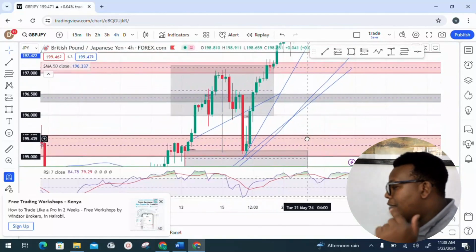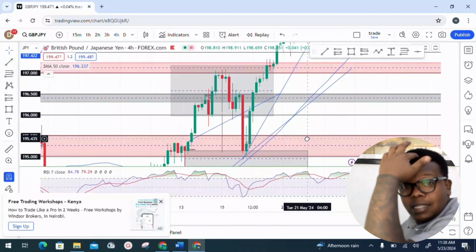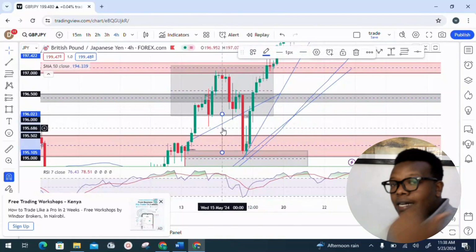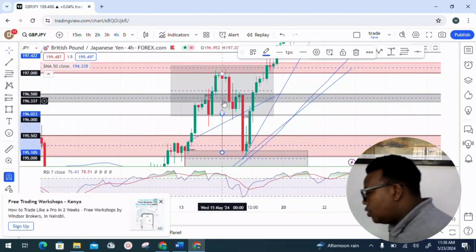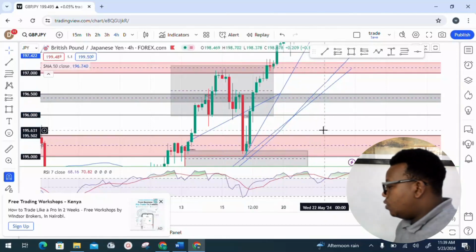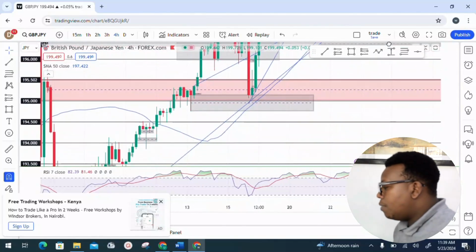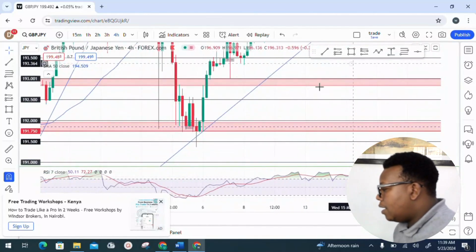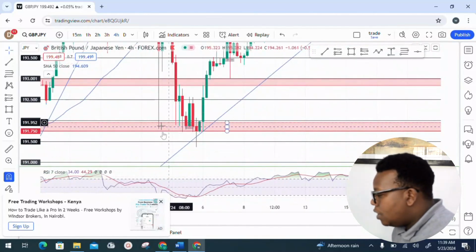Also, as I said, a factor to put in place is the psychological level, since those normally act as resistance as well as support zones. So another reversal situation is whereby you can see the market form either double bottoms or double tops. Let me see whether we can find one here. You can see these are double bottoms.